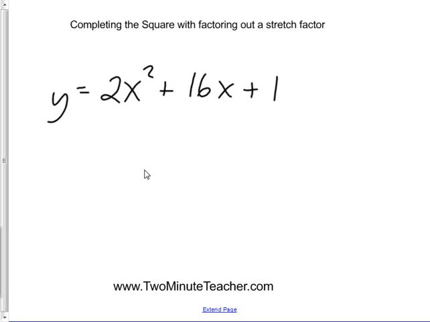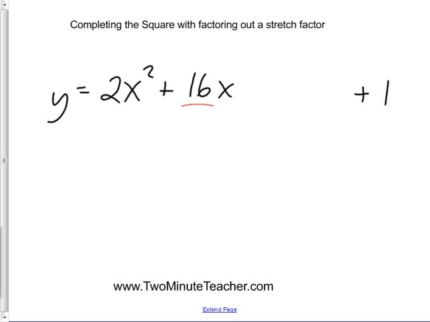Okay, this is a quick video about completing the square when you have to factor out a stretch factor. First of all, you better know how to complete a square or you're not going to be able to follow this. But I move that plus 1 over there. Then I cannot immediately do half and square. That's one of the most common mistakes.